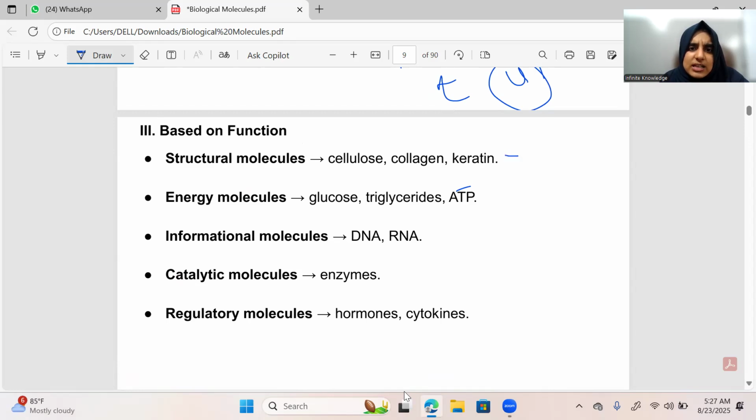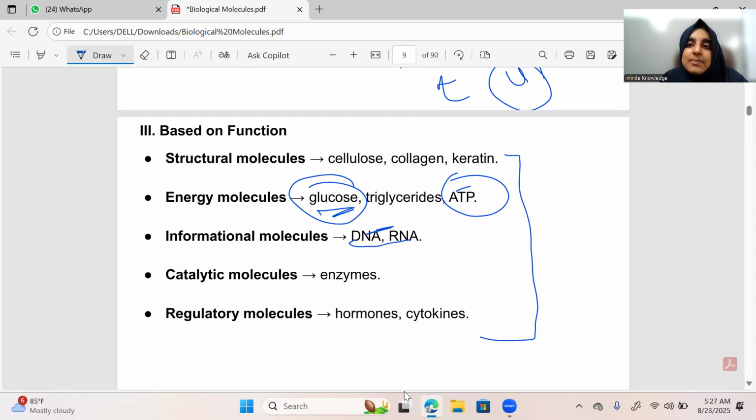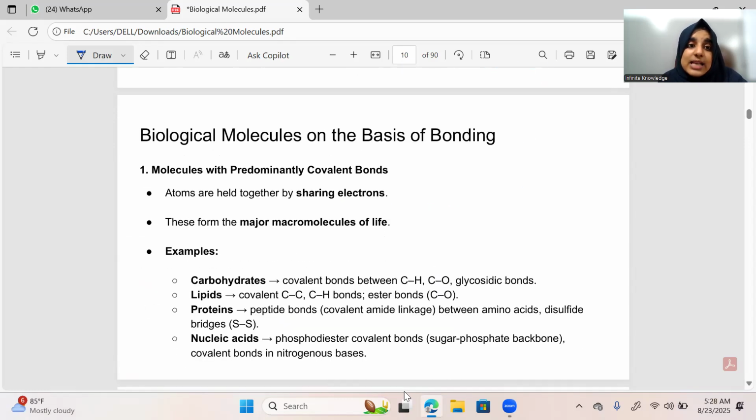Based on function, these are the biological molecules. For structure, we have collagen and cellulose. For energy, glucose is the main molecule, then we have ATP, and triglycerides in the form of fat. Informational molecules that contain our genes are DNA and RNA. Next, we have catalytic molecules in the form of enzymes, and regulatory molecules such as hormones and cytokines.